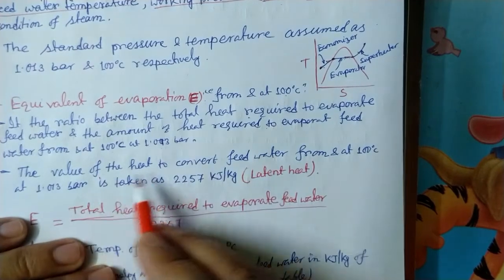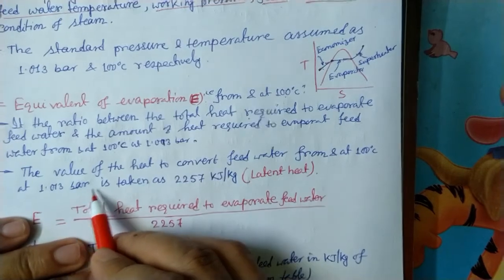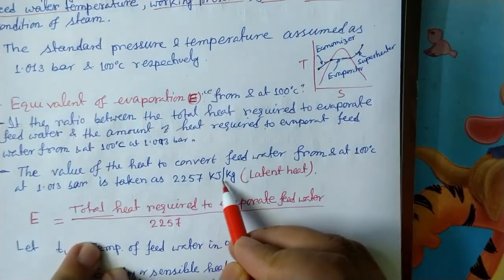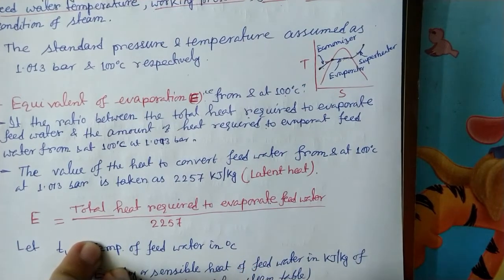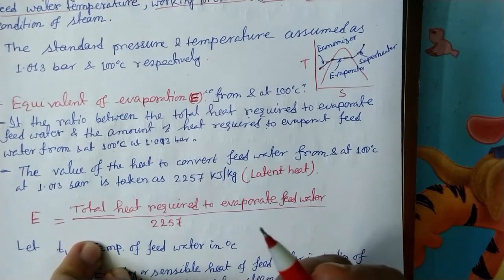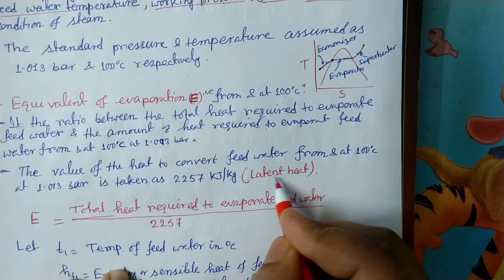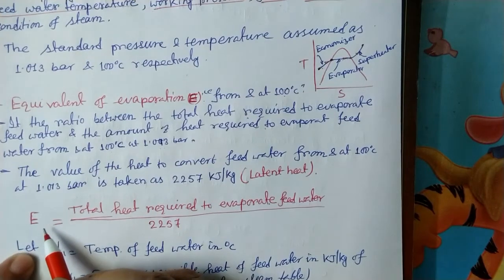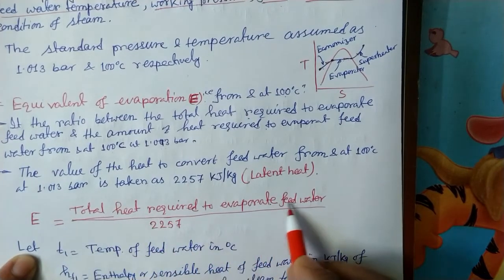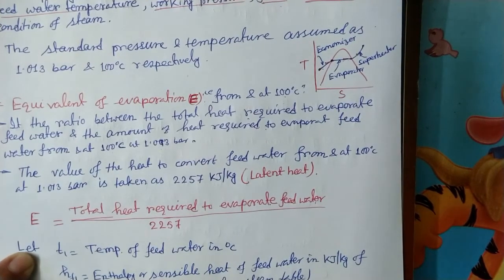Here, the heat to convert feed water from and at 100 degrees centigrade at 1.013 bar is taken as 2257 kilojoule per kg. This is the standard value. You know that water boils at 100 degrees centigrade at 1 atmospheric pressure. During boiling, the heat required is 2257 kilojoule per kg, which is also the latent heat of water. So the equivalent of evaporation, capital E, is equal to the total heat required to evaporate the feed water divided by 2257.